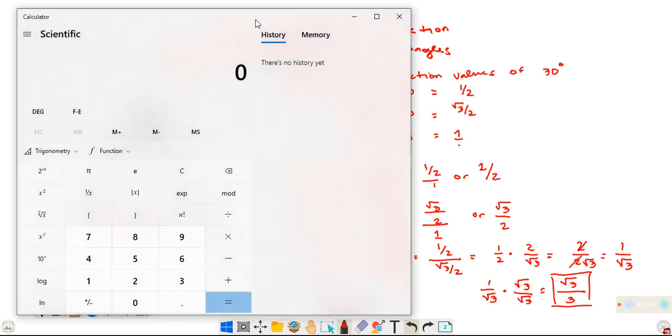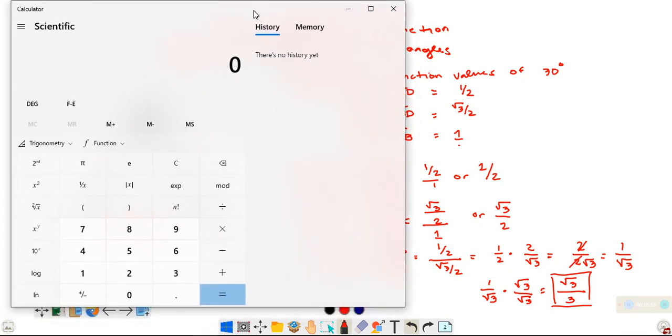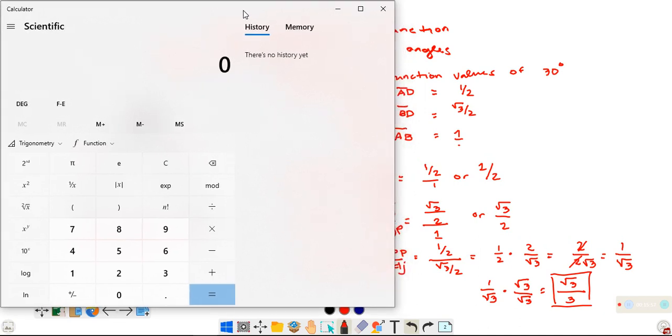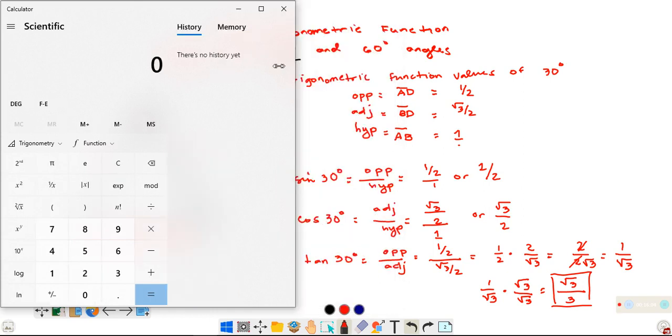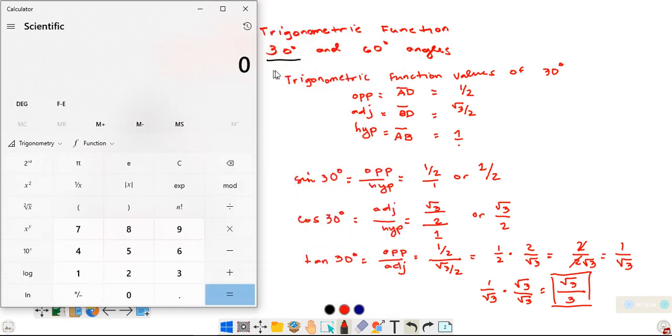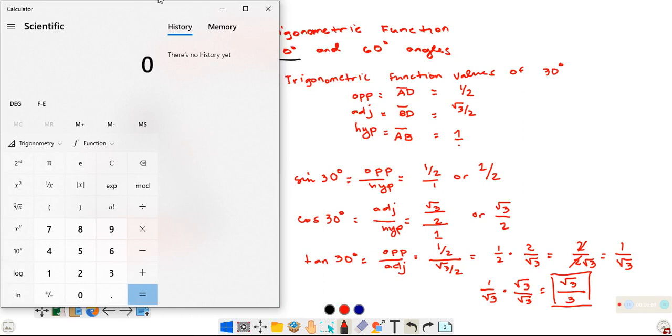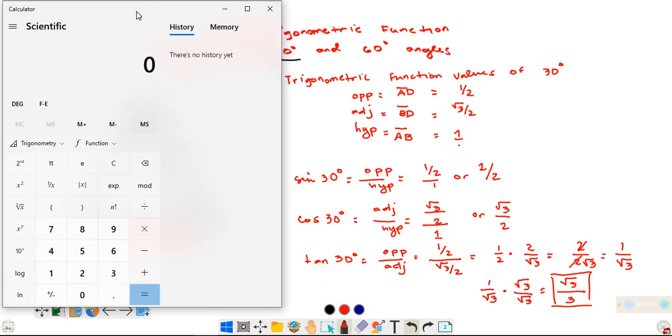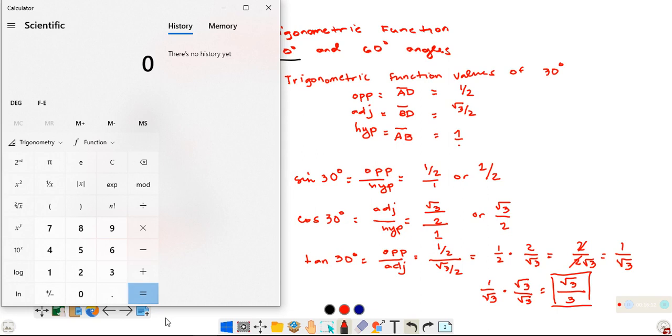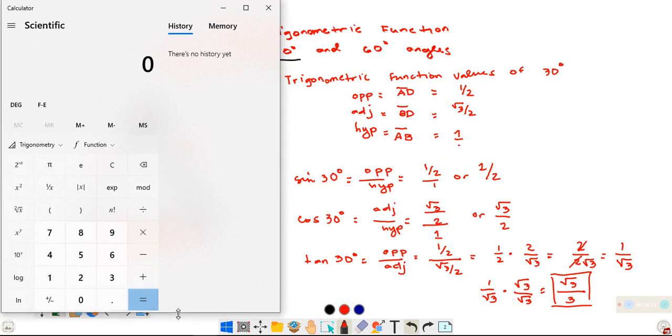Okay, now we already have a calculator on this side. So let's check for the trigonometric function values of the following angles. Ay, isang angle lang pala muna. 30 lang muna. So make sure that your scientific calculator is in degree mode.